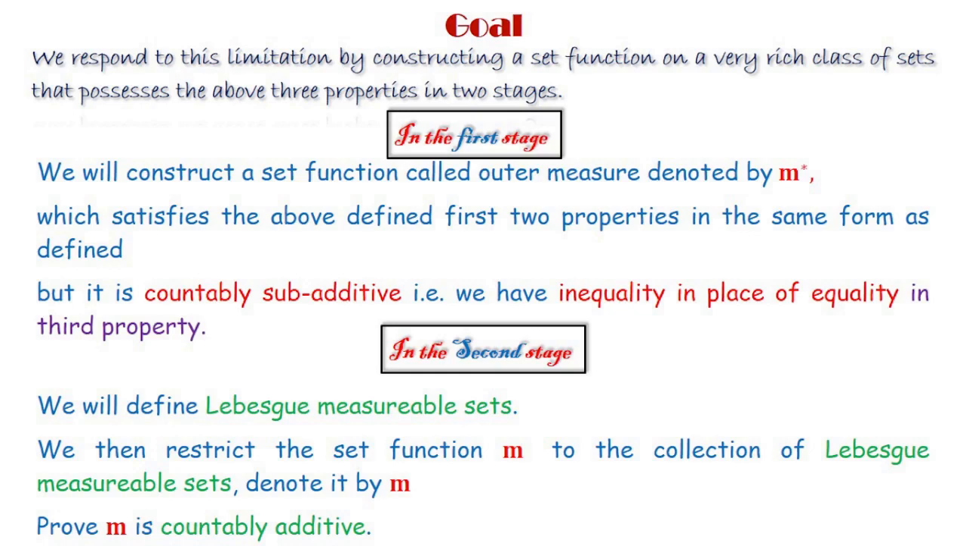Then in the second stage, because the third property is not verified, we will define a class of Lebesgue measurable sets, and then we restrict the set function m star to the collection of Lebesgue measurable sets. That restricted function will be denoted by m, and we will prove that this m also satisfies the third property.